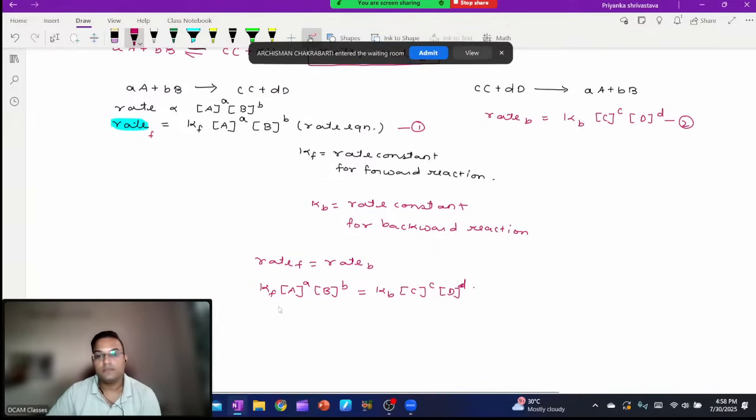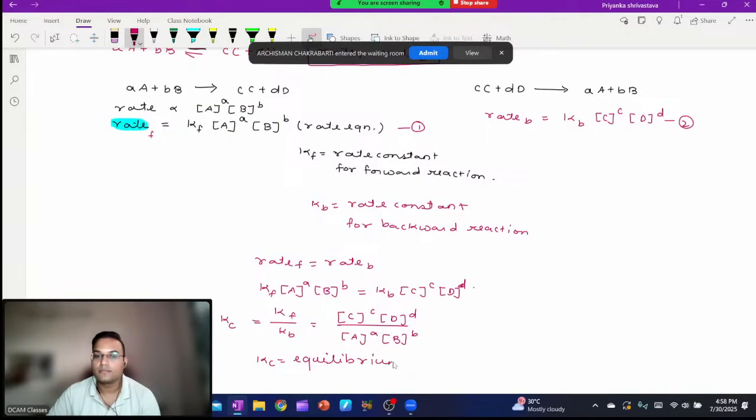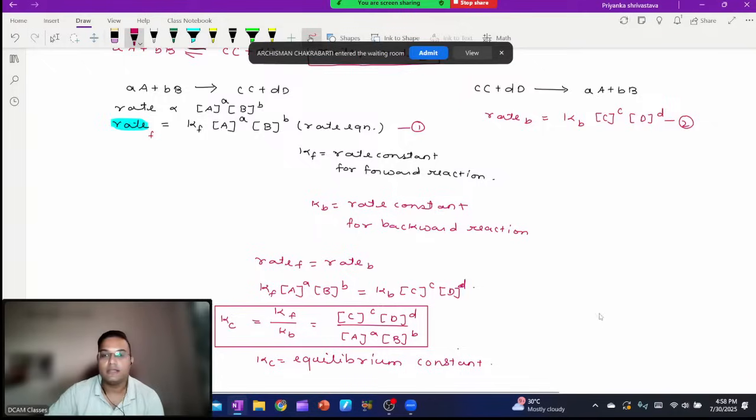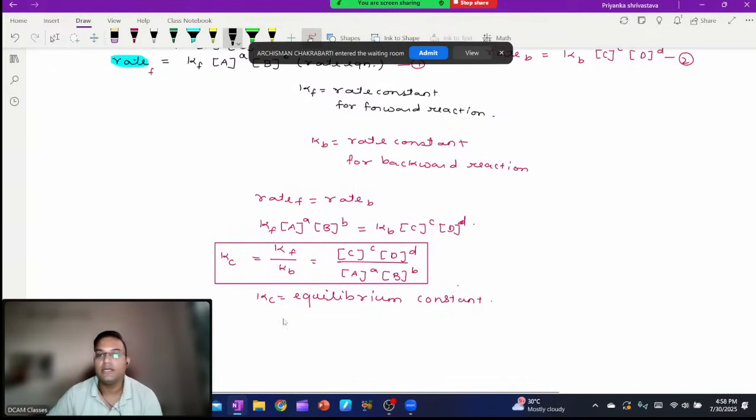Now Kf by Kb, if you calculate, will become C power c into D power d by A power a into B power b. This Kf by Kb is known as the equilibrium constant, Kc. So it's like a type of formula, right? I have just told you how we derive that particular formula. When solving problems, you will need only this.